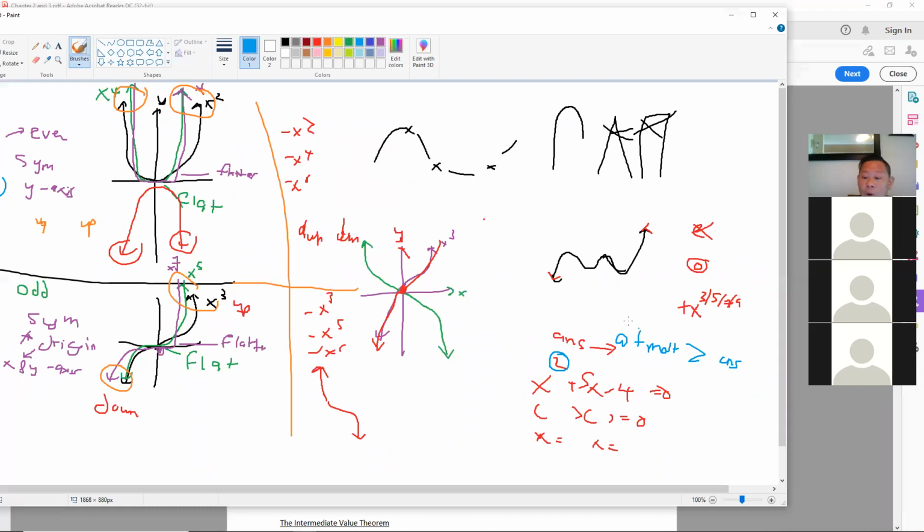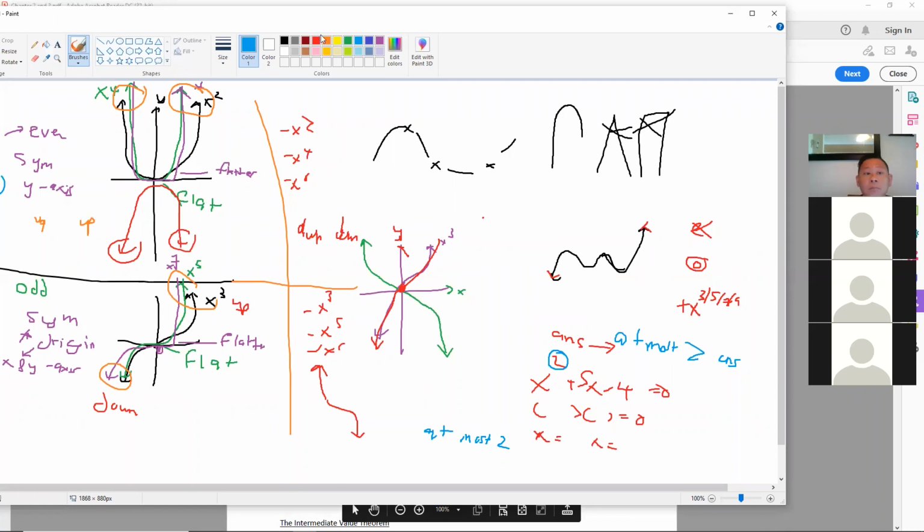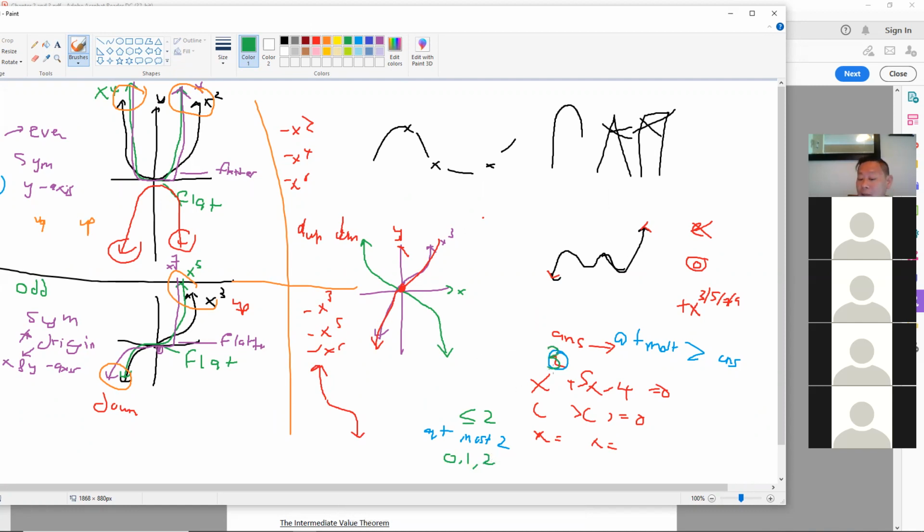So when I say at most, does anyone know what the meaning is when I say at most 2? Is that 2 or more, or 2 or less? When I say at most 2, this will be 2 or less. That means you can have 0 answers, 1 answer, or 2 answers, at most 2. And when I turn this to power 3, if this is x cubed, then you will have at most 3 answers. That means you can have 0, 1, 2, or 3 answers. So it depends on your power.